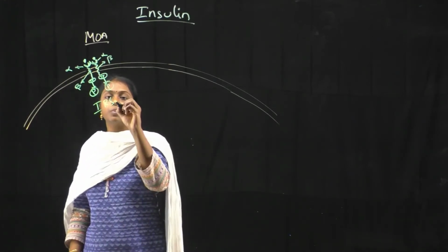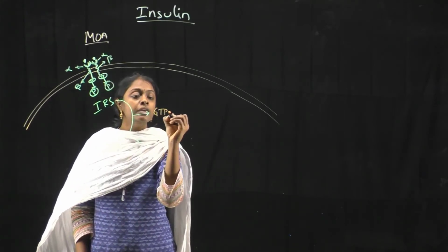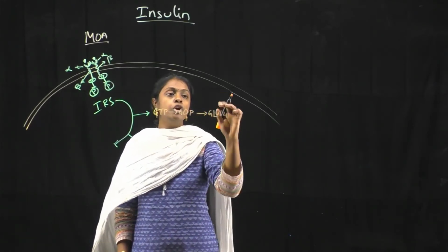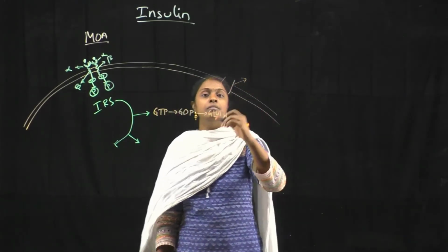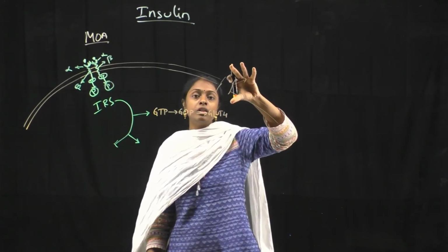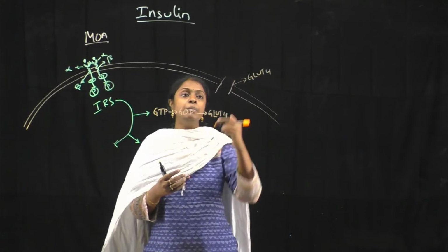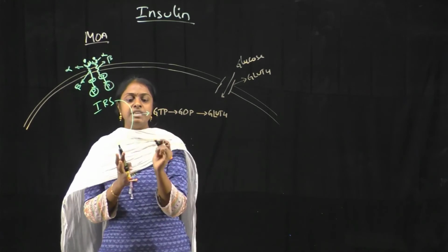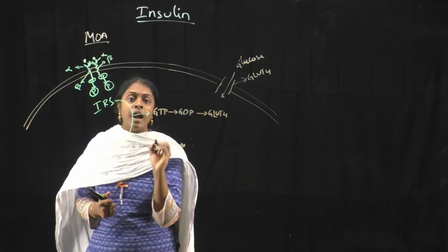This substrate protein will do 3 functions. First, it will convert GTP into GDP, which will help GLUT4 to translocate to the membrane. So now GLUT4, which is inside the cell, will go and stay on this membrane. When it is located on this membrane, it will help glucose enter into the cell. And the next mechanism is that it will do phosphorylation or dephosphorylation of phosphatidylinositol 3 kinase.